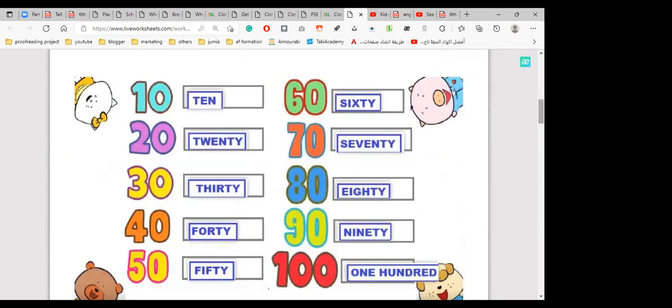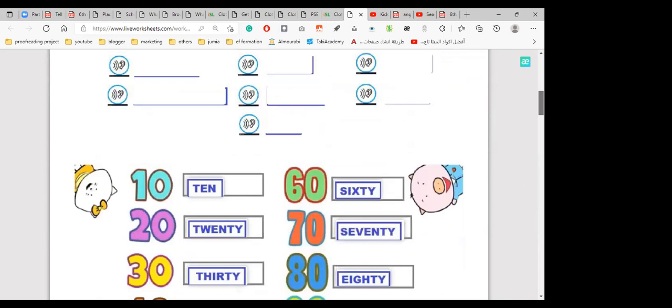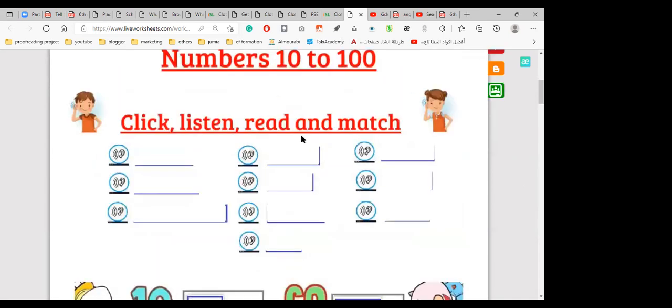We are going to need some of the numbers when we tell the time. So let me share with you. One second. What's the problem? Okay.